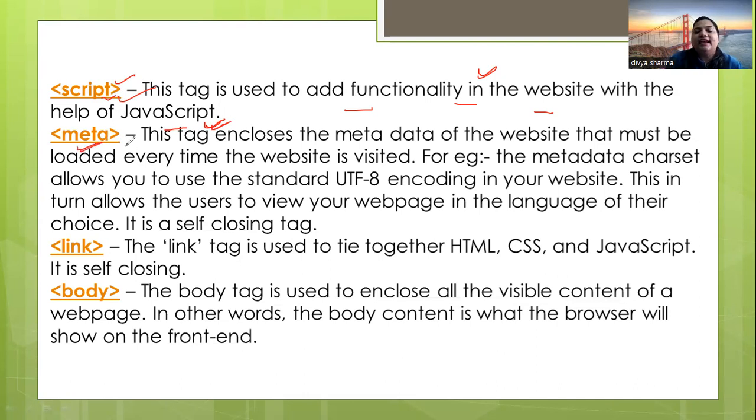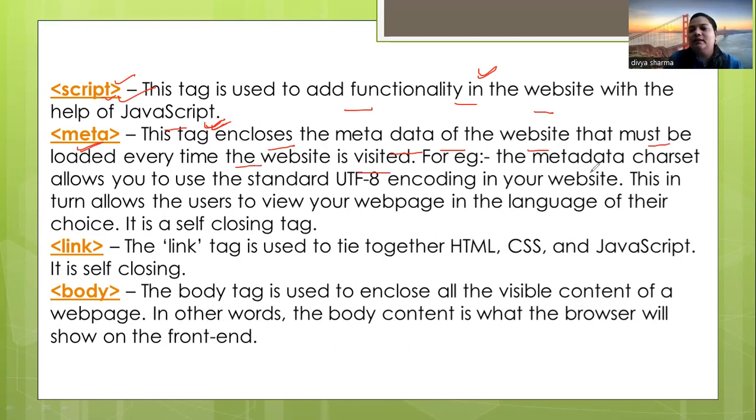Meta is the tag which contains data about data. When you open any website, you can see only the things which are visible and important to you. But what about its history, what about its description? All these things are hidden from the user. These hidden parts, the detailed information and description of all the data, are contained in the meta part. This tag encloses the metadata of the website that must be loaded every time the website is visited.